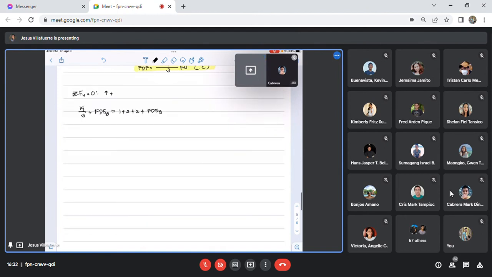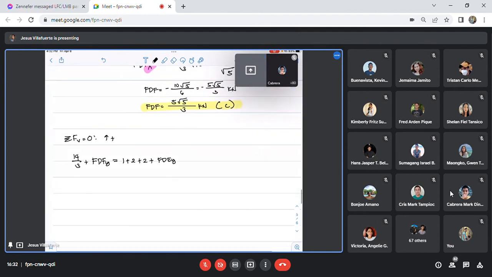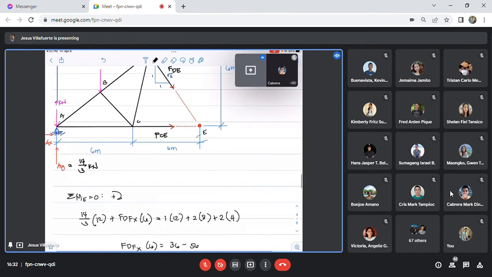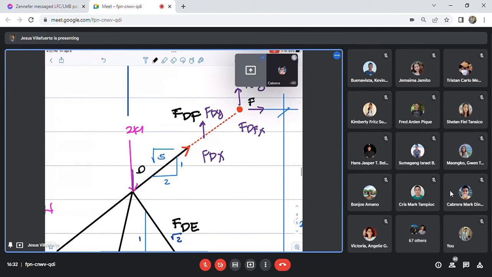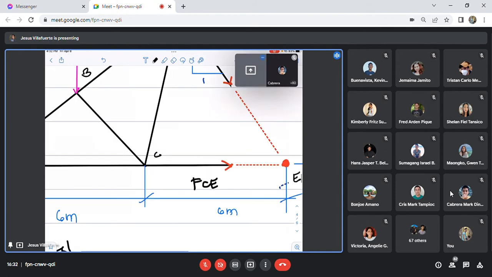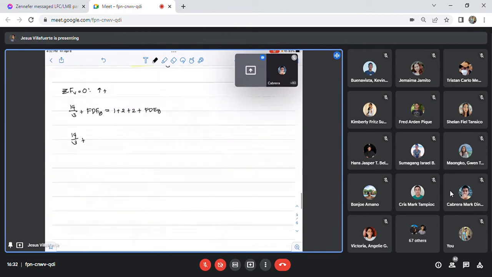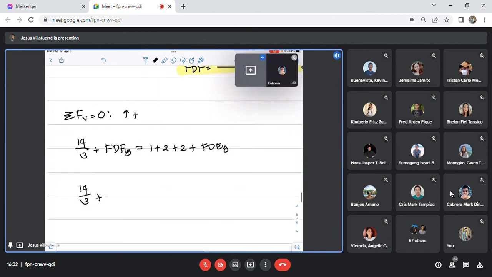So what is 14 over 3? FDFY. So what is FDFY? So 1, Y. The vertical component is 1 over the square root of 5. So 1 over the square root of 5. So mas dali na siya compared sa mga cosine. So 1 over the square root of 5.